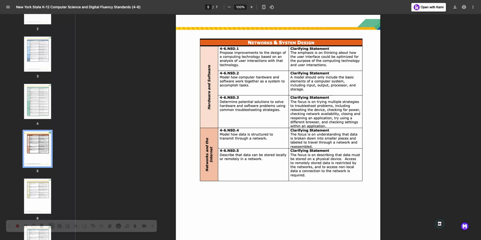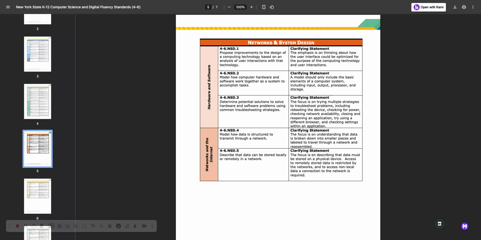For NSD 3, we're talking about potential solutions to solve any problem. So this is those troubleshootings. This could be tech experts in your classroom. This could be helpers if the student's struggling with something with their computer. As we move on to networks and the internet, we have 2 standards.